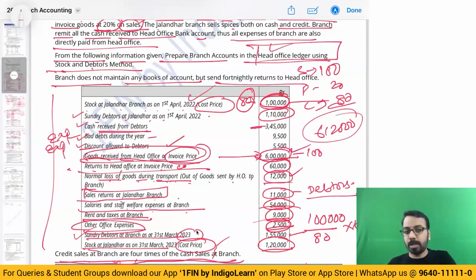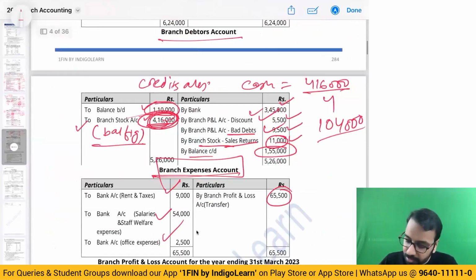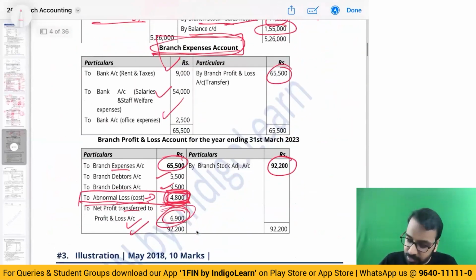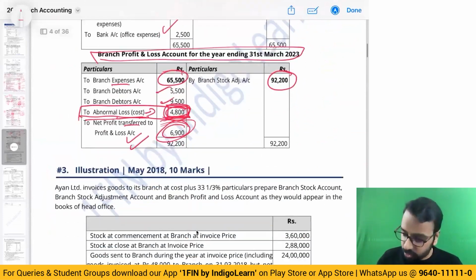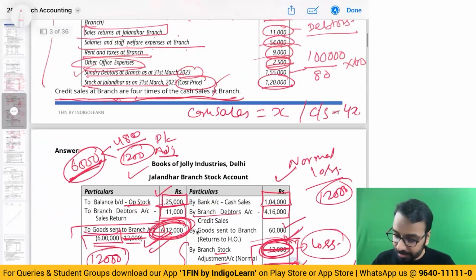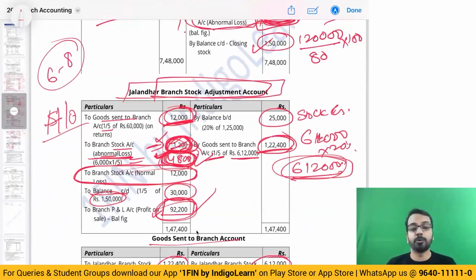So things to be taken care of when you have a question like this. Prepare the stock account properly at invoice price. Then prepare the debtors account to identify if there is any balancing figure, loss or something like that. In the adjustment account, capture all the profit element. In the expenses account, capture all the expenses. Sir, can we combine these expenses and P&L? You can. Instead of preparing a separate branch expenses account, if you want to capture everything in the branch P&L account, that is also possible. So this was asked for 10 marks, and it's a lengthy question, but 6 to 8 marks we should be able to score.